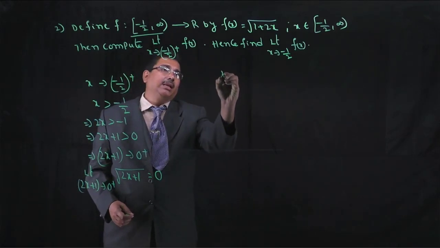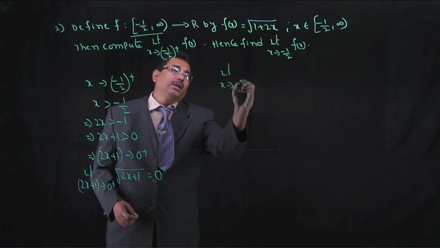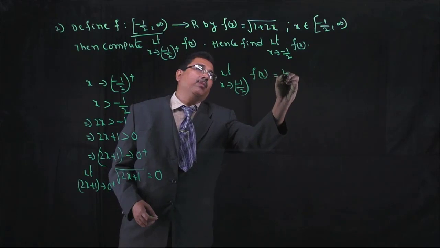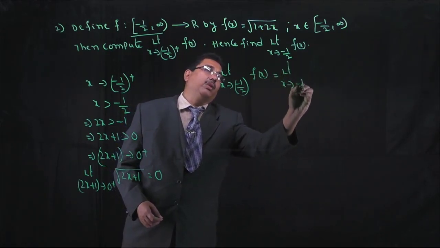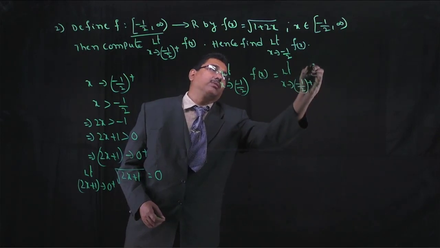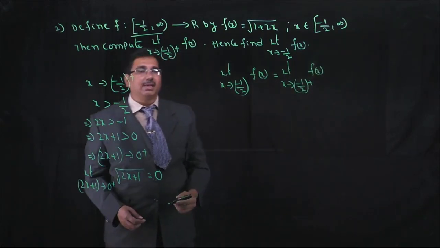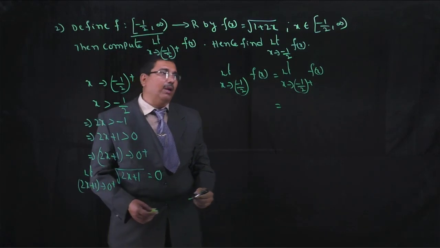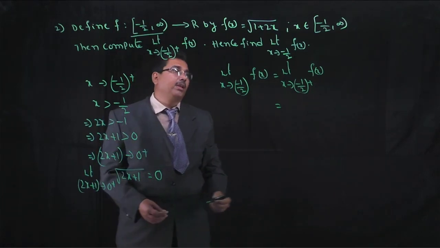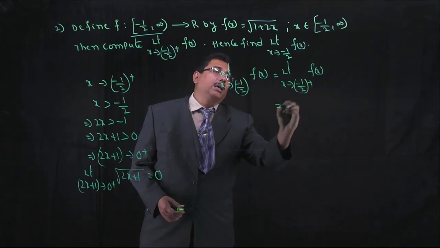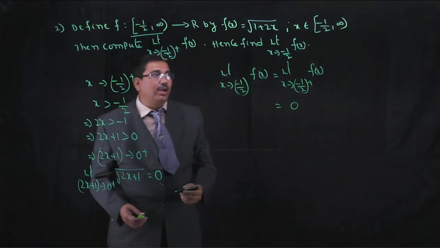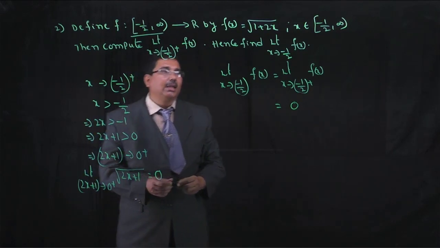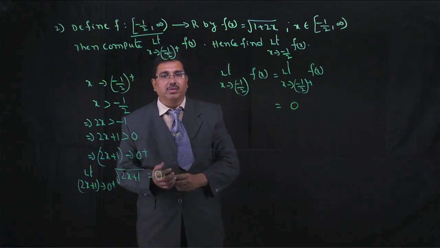Hence, limit x tending to minus 1 by 2 of f of x is equal to limit x tending to minus 1 by 2 plus of f of x, that is equal to the right hand limit at x equal to minus 1 by 2, which is 0. So the limit is equal to 0. This is the limit value at x is equal to minus 1 by 2.